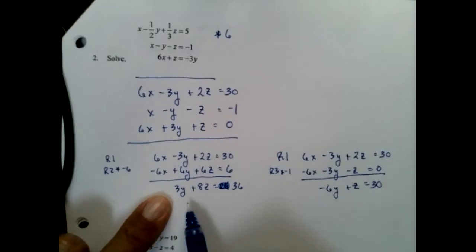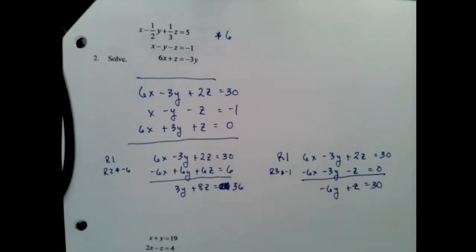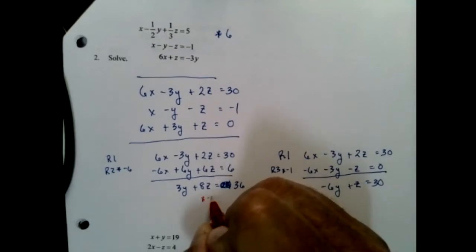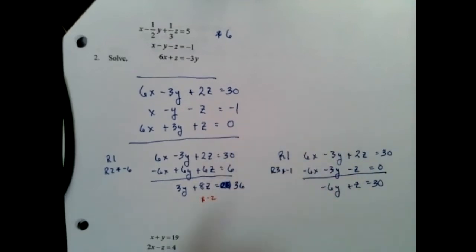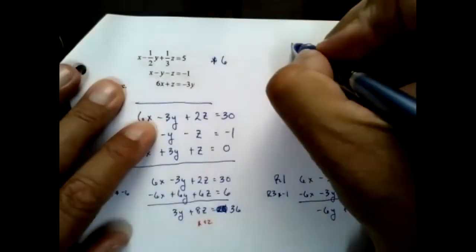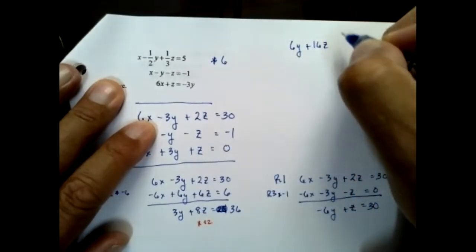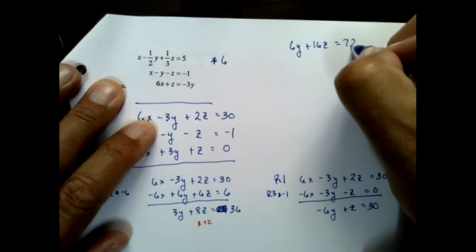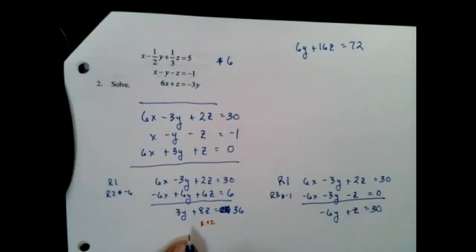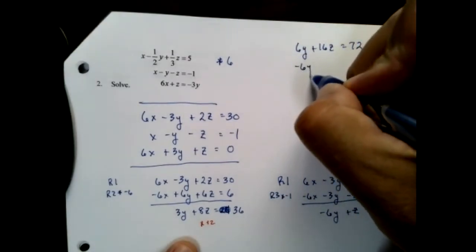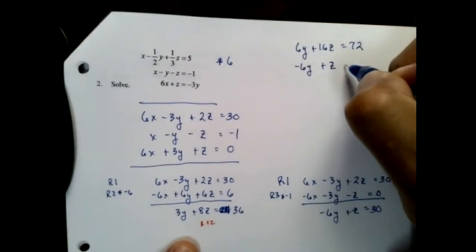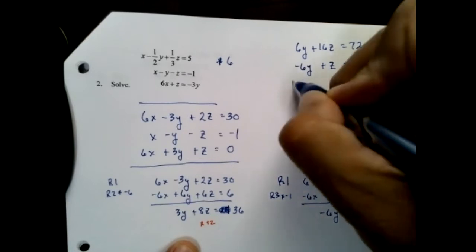I'm going to take this guy times -2, because then my y's, excuse me, positive 2, and then my y's will eliminate. So I'm going to come up here. 6y plus 16z equals 72. Negative 6y plus z equals 30.